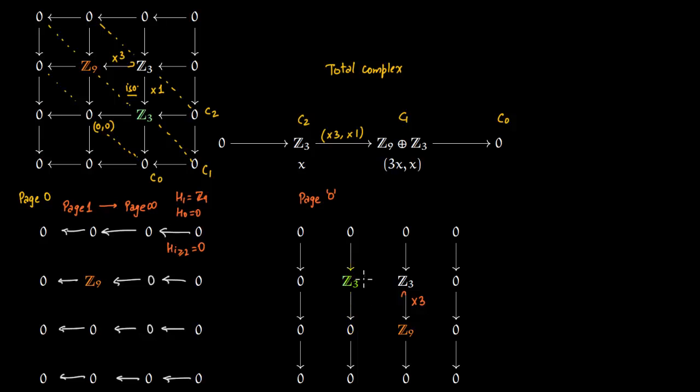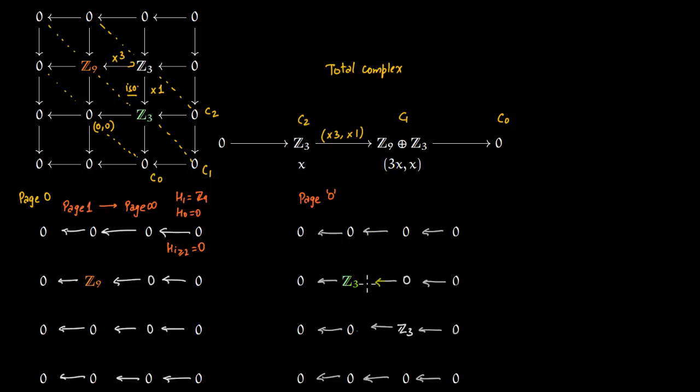Start computing homology. You get Z3 here. This is injective, so you get 0 here. Here you get Z9 over 3 Z3, which will just give you Z3. So the only non-zero entries are Z3 and Z3 right here. So on page 1 we will just have two non-zero entries, Z3 and Z3. This is how page 1 will look.